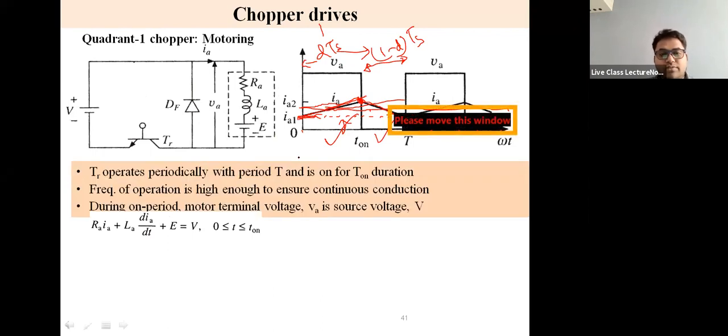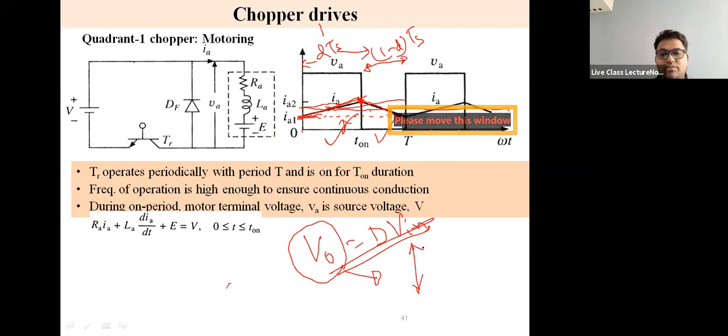So how do you control the speed? The speed will be controlled. Its output equation will be T into V in will give the amount of V naught. So if you can change the value of V naught, you can have a change in the armature voltage also. The moment you change armature voltage, what will happen? The speed of the motor will change.